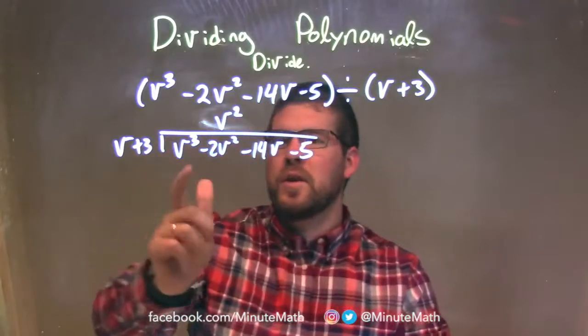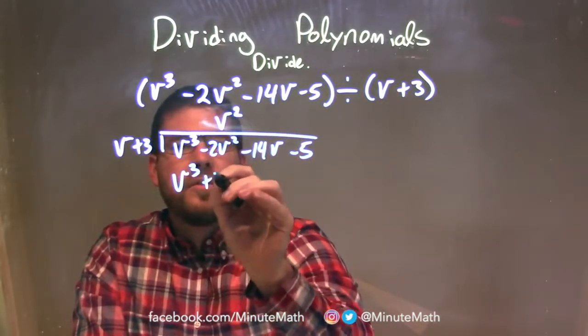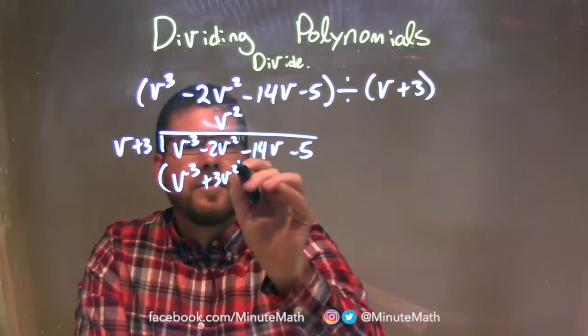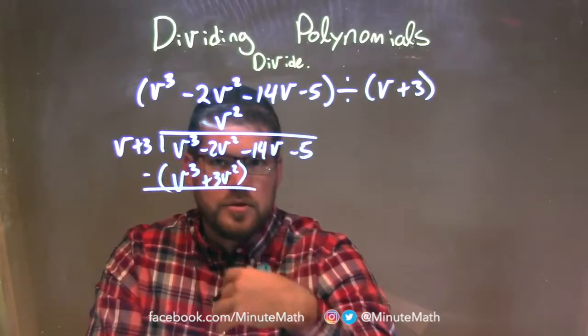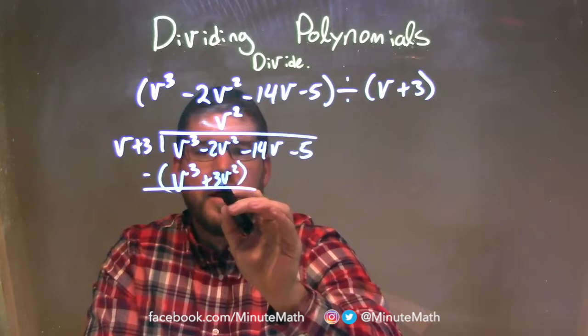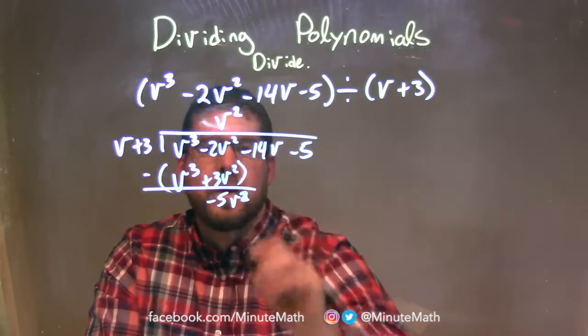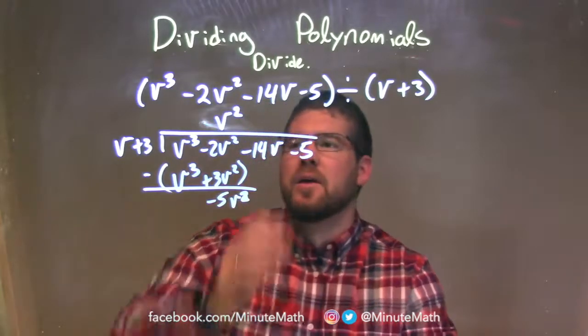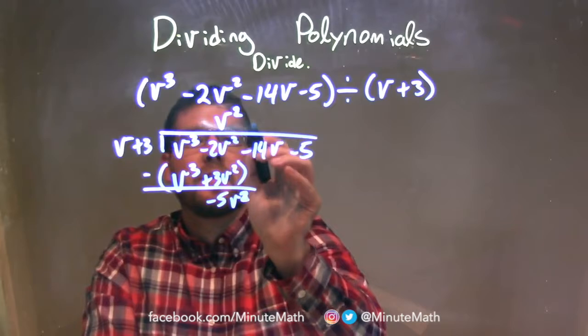So we have v squared here. v squared times v is v to the third power. v squared times 3 is plus 3v squared. We subtract the 2. Okay? v to the third minus v to the third is 0. Should eliminate. That's great. Minus 2v squared minus 3v squared is minus 5v squared. Okay? So now I ask the question again. What times v gives me minus 5v squared? And that's minus 5v.